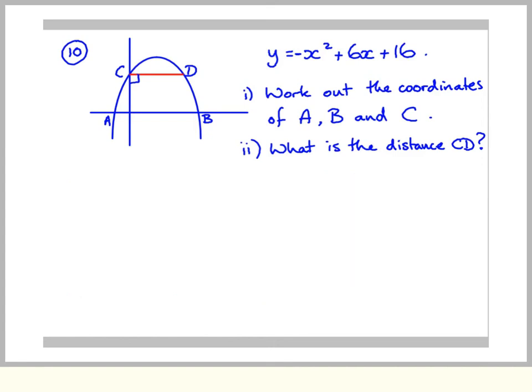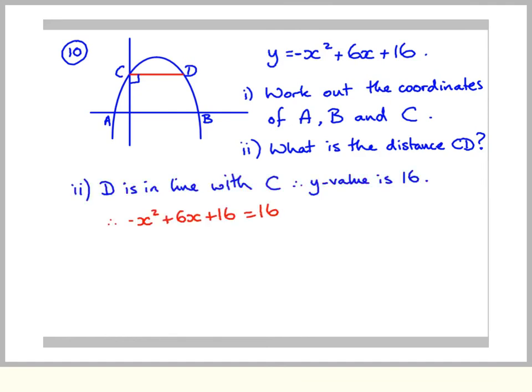Now question part 2, what's the distance CD? Well, you know that C is at a height of 16. D must also be at a height of 16 if that's a right angle. So there's the equation you have to solve. We've got our original equation and that's the height it's at.